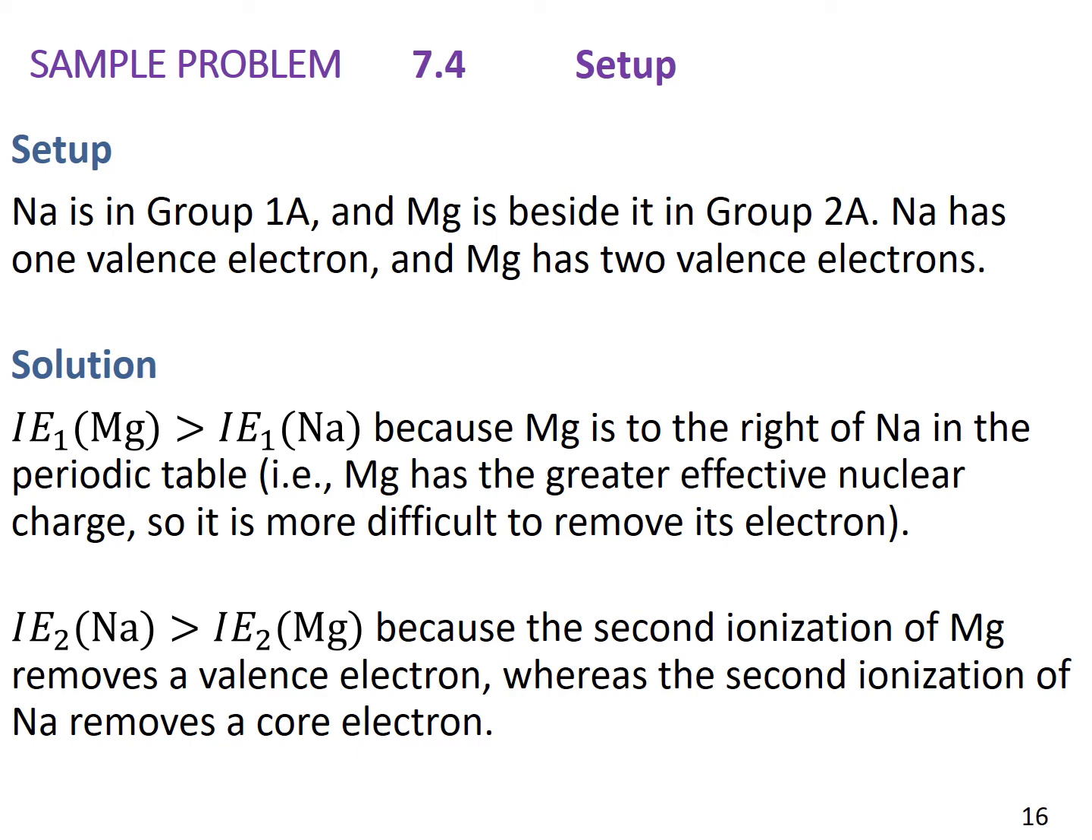Sodium will have a much higher ionization energy 2 than magnesium, because the second ionization of magnesium removes a valence electron, bringing it to Mg2+, which is what we know magnesium prefers, whereas the second ionization energy of sodium removes a core electron, which is not preferred. Therefore, it will have a very, very high energy to do so.